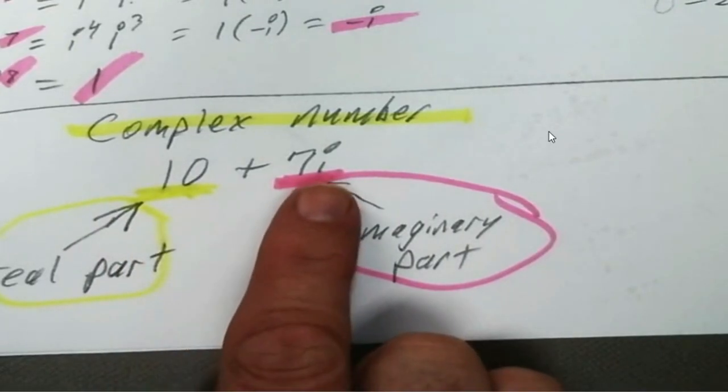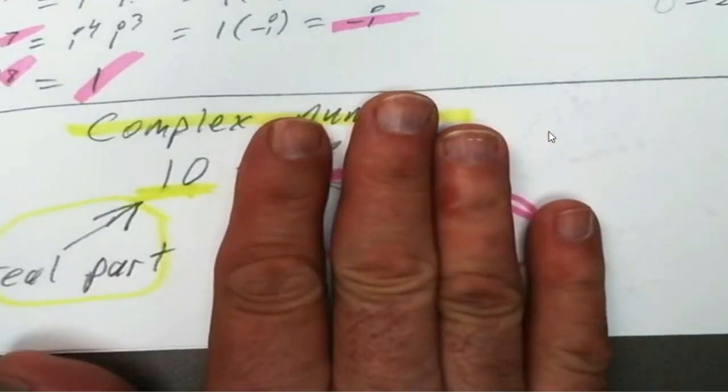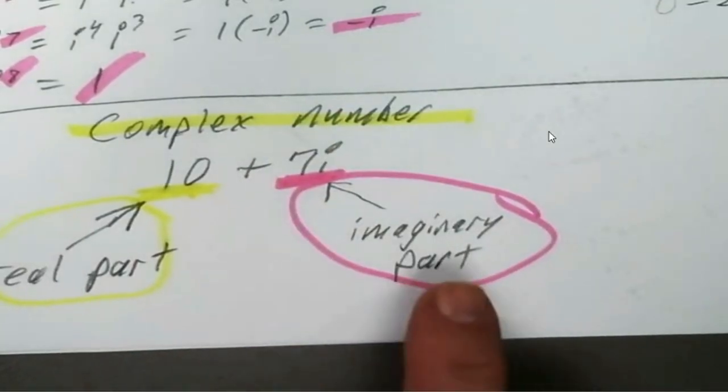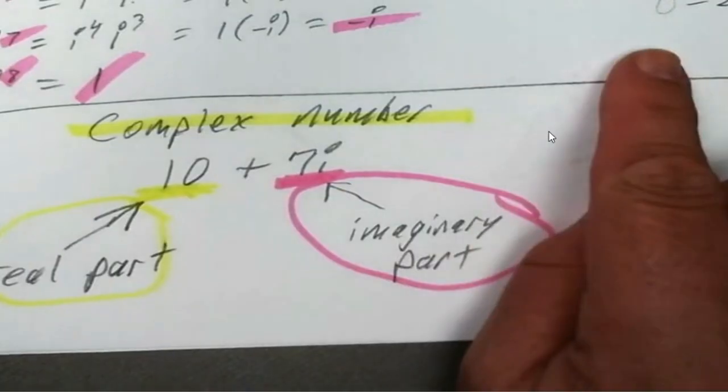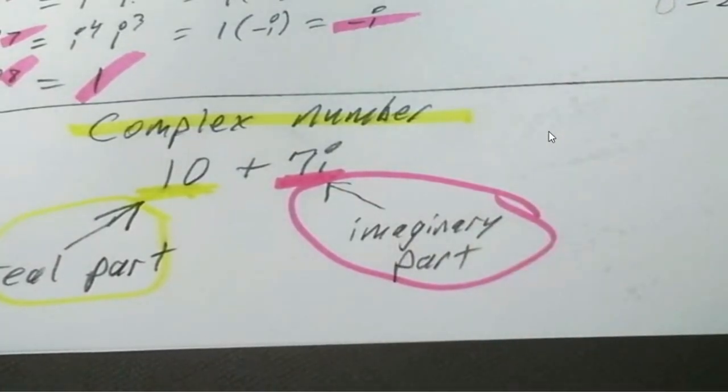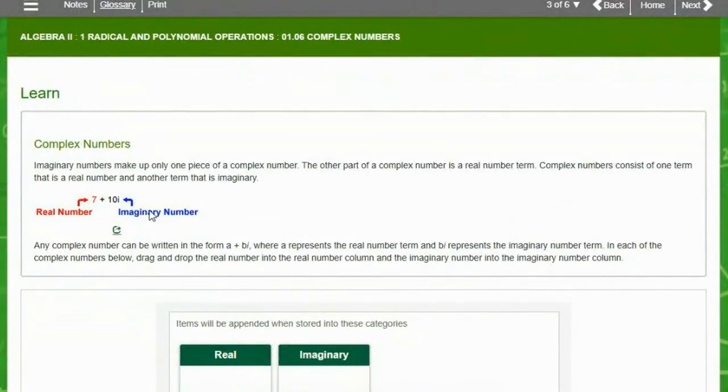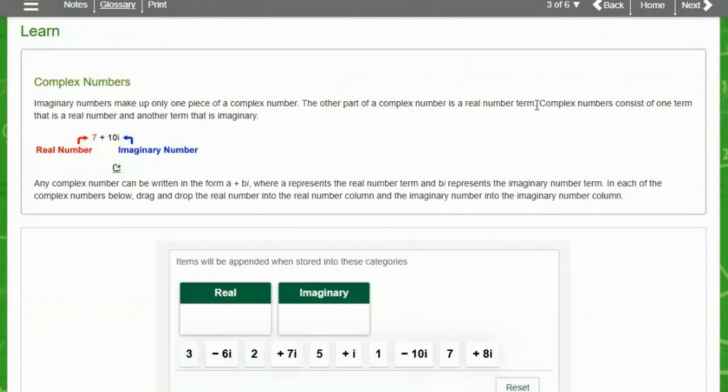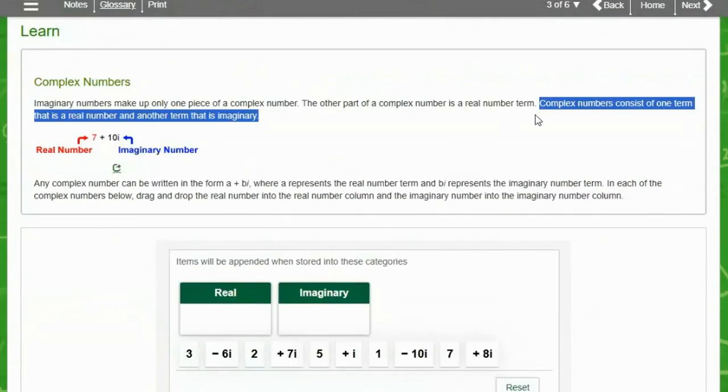Now, if the imaginary doesn't exist, it's not a complex number. If it's just 10, that's just a real number. So complex numbers have to have an imaginary part, and they might have a real part, or the real part could be 0. But this is the definition of a complex number. You'll have a real part and an imaginary part. But again, the real part could be 0. Real number, imaginary number. They did 7 plus 10i. So complex numbers consist of one term that's a real number and another term that's an imaginary number.